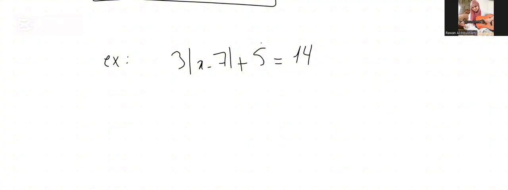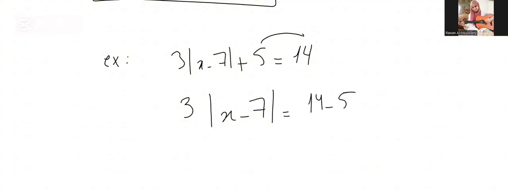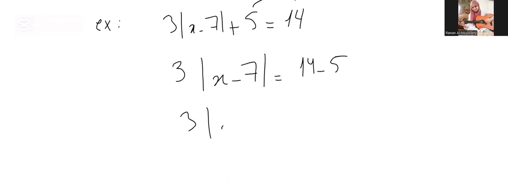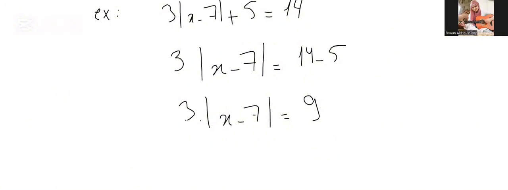So first, we have to take the plus 5 after the equal. It becomes 3 multiplied by the absolute value of x minus 7 equal to 14 minus 5. So we have 3 multiplied by the absolute value of x minus 7 equal to 14 minus 5, which gives us 9. Now the 3 multiplied by the absolute value, when we take it after the equal, becomes divide.